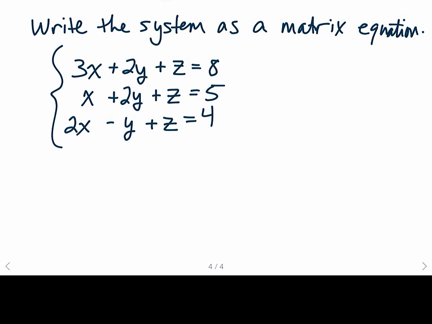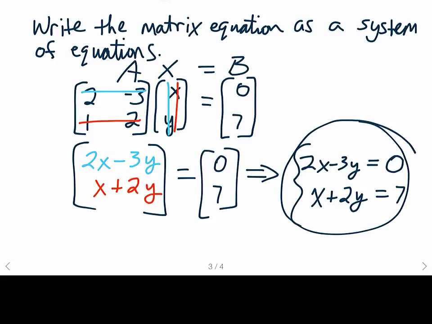I want to go back to the previous example. Notice that the matrix A that we had was 2, -3, 1, 2. Notice that the coefficients in the system that we ended up with were 2, -3, 1, and 2. Notice also that the variables that we had were x and y, and those are showing up in their appropriate places in the system that we had. And then finally, the constants were 0, 7, and that's on the right-hand side of the equal sign, 0, 7.